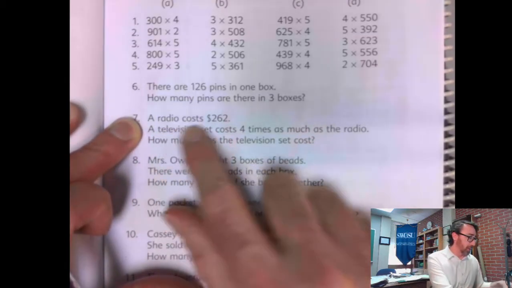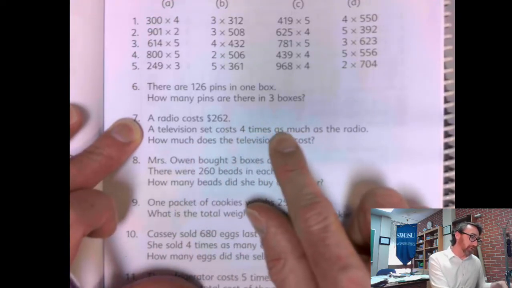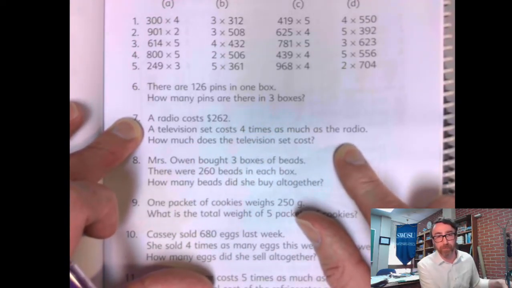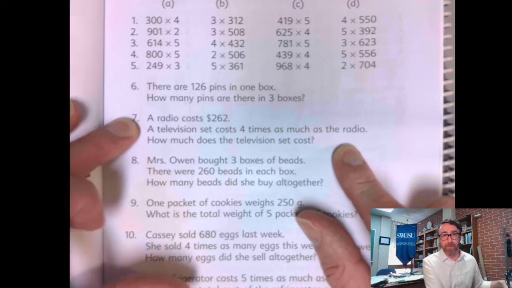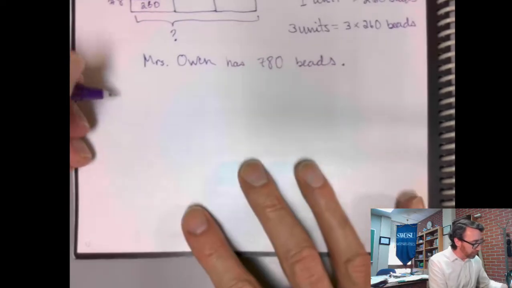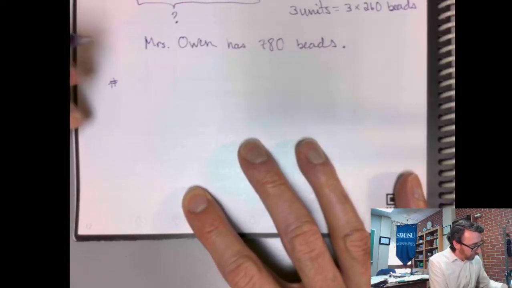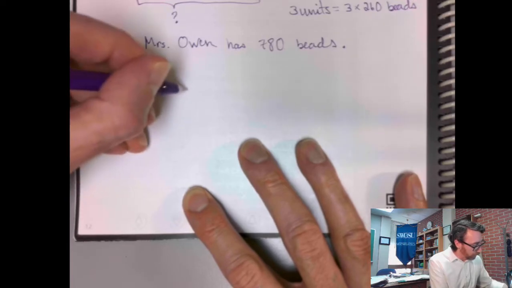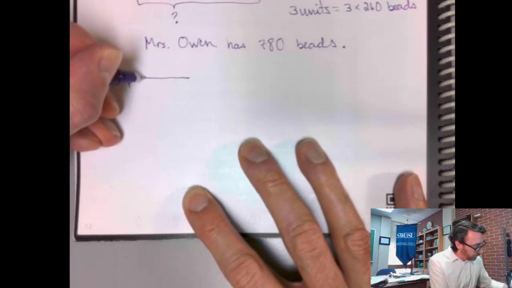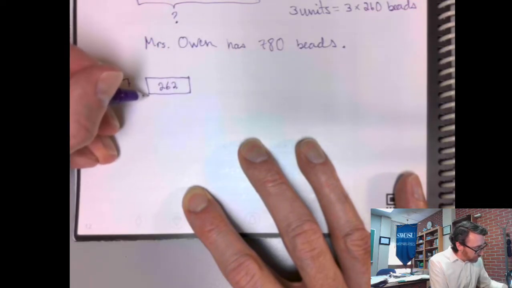Okay, so a radio costs $262. A television costs 4 times as much as the radio. How much does the television set cost? Now, the reason this is sometimes tricky for people is the way the problem is worded. So we have this bar here that represents our radio. That's 262.